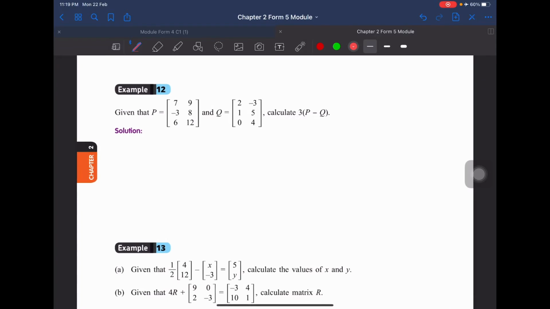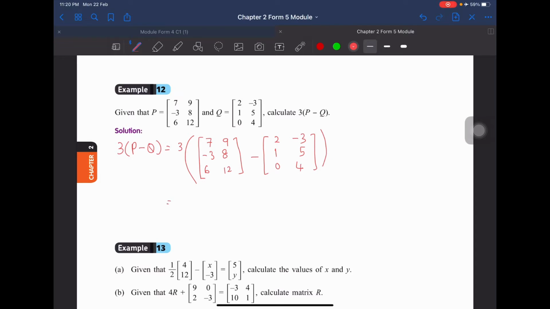Next, example 12. Given that P and Q, calculate 3 times P minus Q. So how to solve this kind of problem? You just follow this one. You have 3 bracket P minus Q. So write it back. So 3, and inside you have P. P is 7, 9, negative 3, 8, 6, 12, minus Q. Q is 2, negative 3, 1, 5, 0, 4.